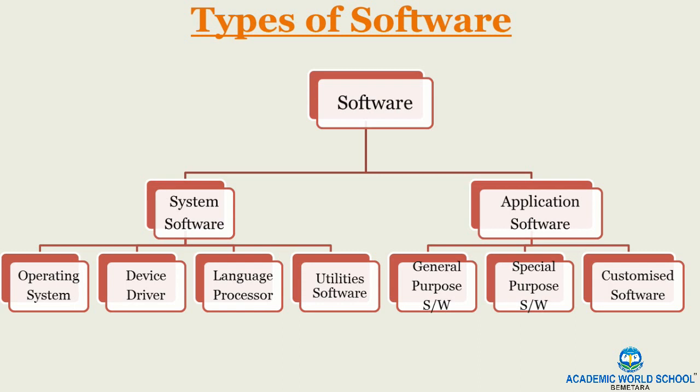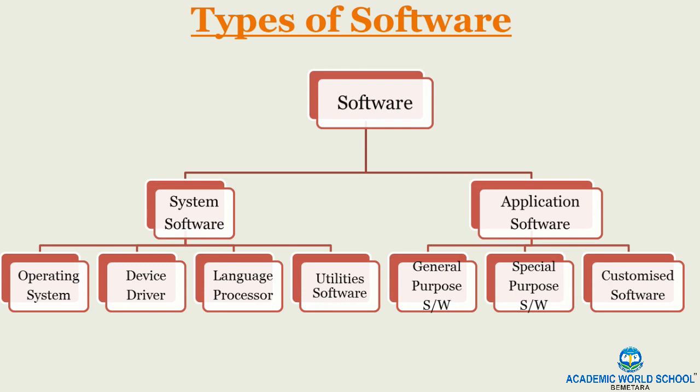System software is divided into four categories. The first is operating system, second device driver, third language processor, fourth utility software. Then application software is divided into three categories: general purpose software, special purpose software and customized software. I will briefly explain these different types of software.